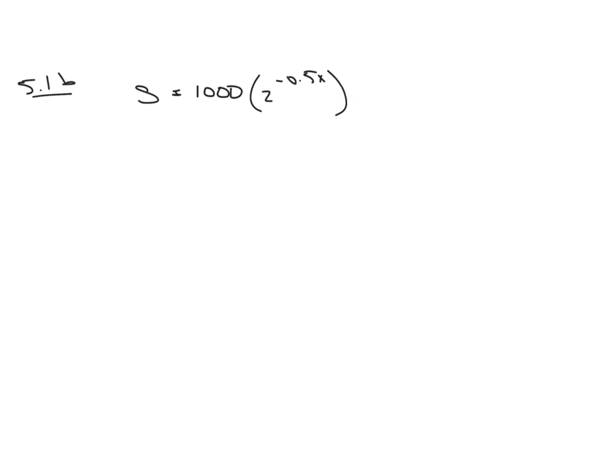B says, what is the level of sales 1 week after the campaign ends? So all we're going to do here now is, it said that X represents the number of weeks. So we're going to put a 1 there. So we're going to take 2 to the negative 0.5 times 1 power, or just negative 0.5. And when we do that, we end up with $707.11.